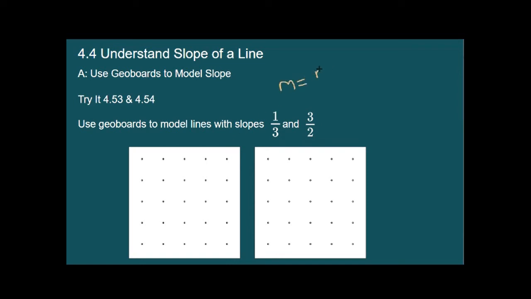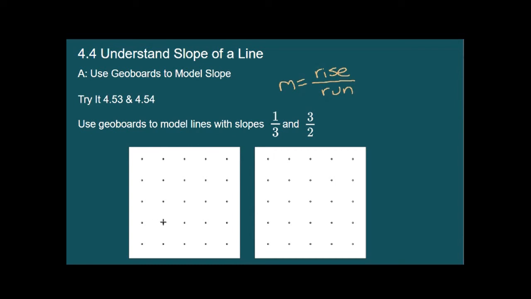To help you out, I'm going to rewrite this here, rise over run. Okay, so you know the top numbers, the numerators, are the amount you go up or down, the vertical direction, and the run is the number you go to the right. So pause the video and come back.